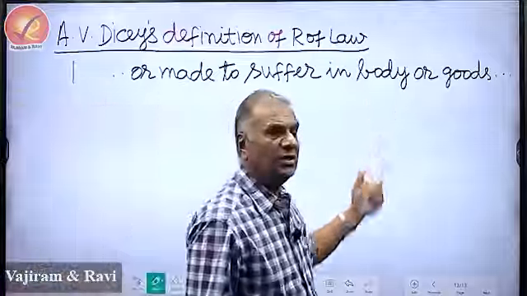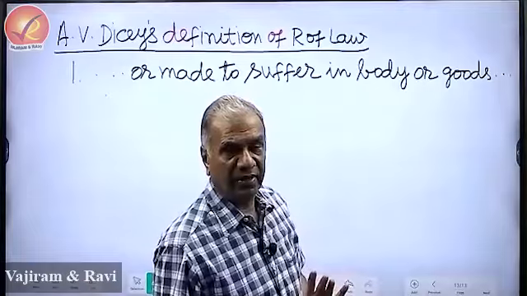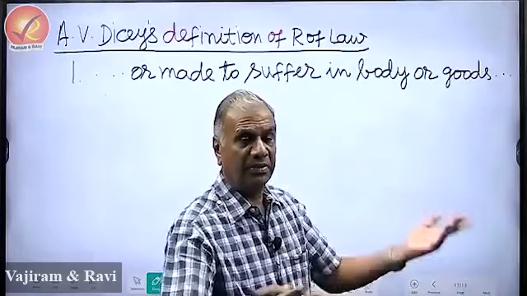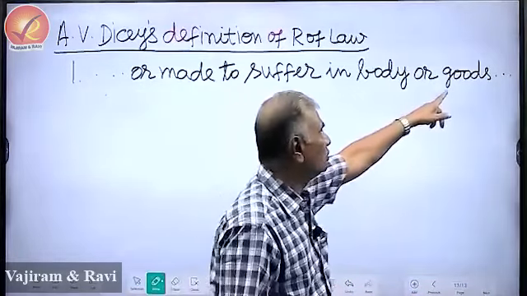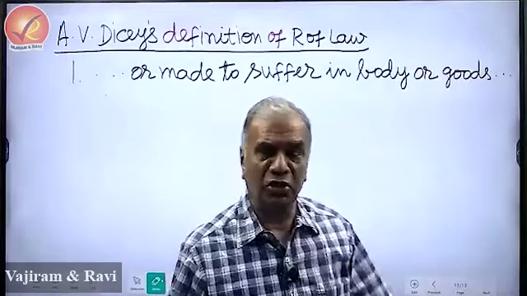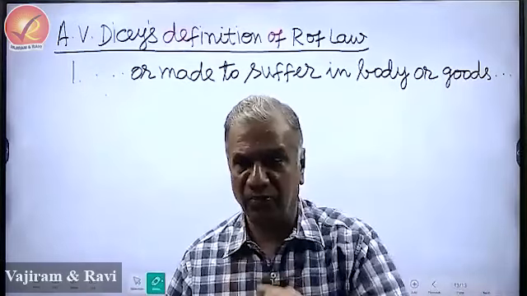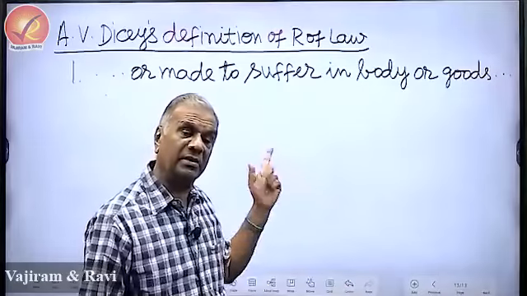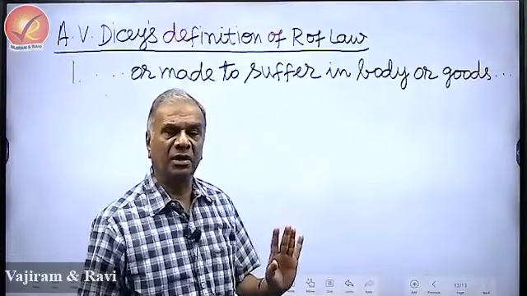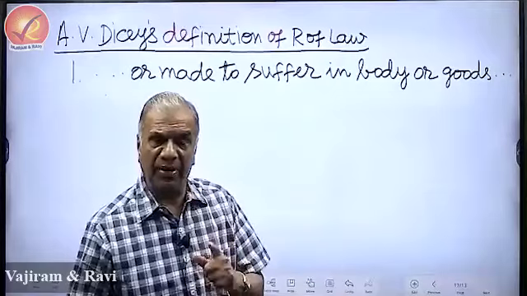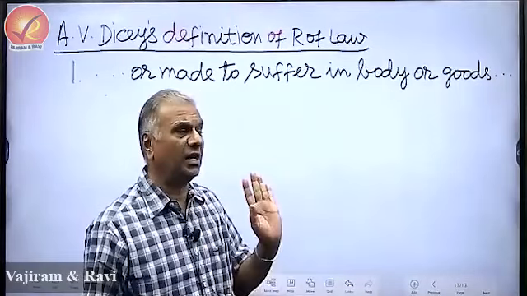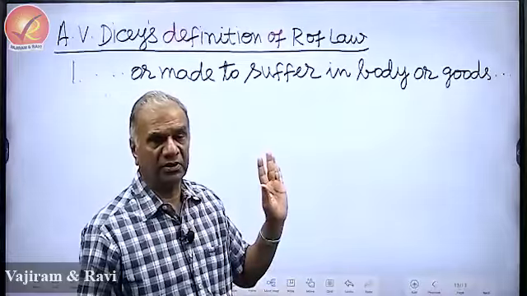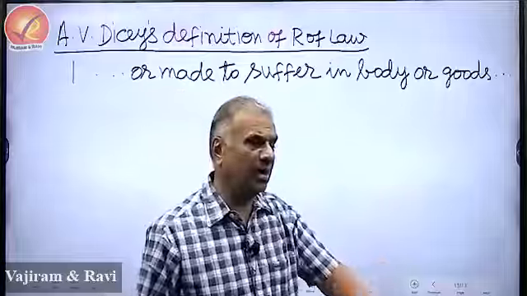In body means that no physical punishment can be given, like lashing, amputation of the arms and legs, imprisonment. And goods, material loss, like imposition of fine, confiscation of property. So no such punishment can be given except for the violation of law. So the only ground on which you can be punished is that you have violated the law of the land, and for no other reason can you be punished. Right, continue with the same point.